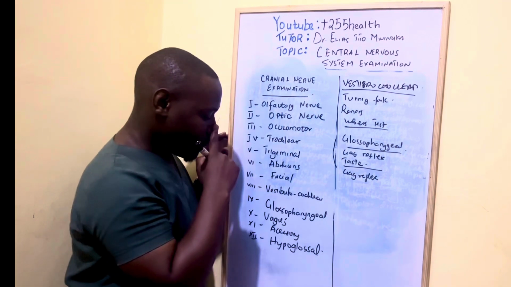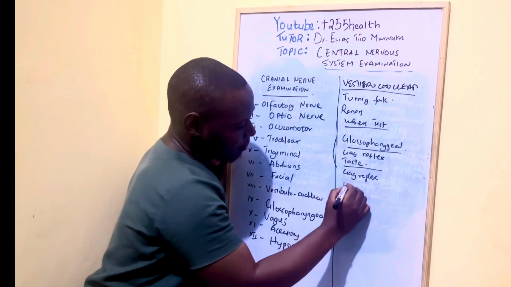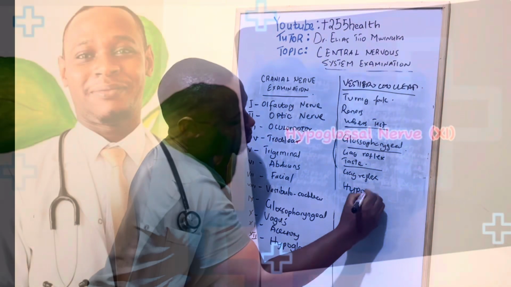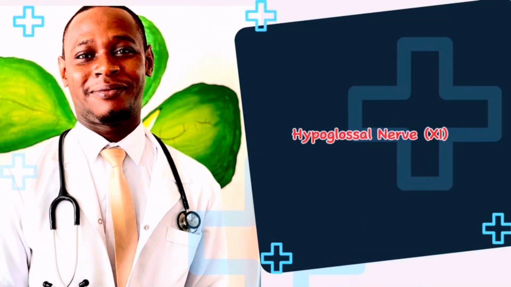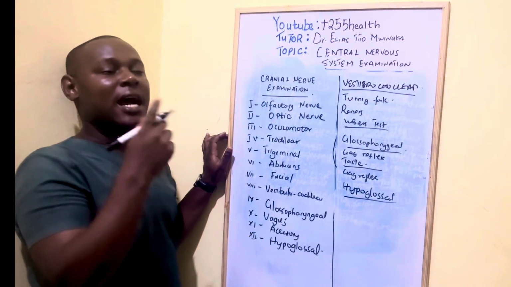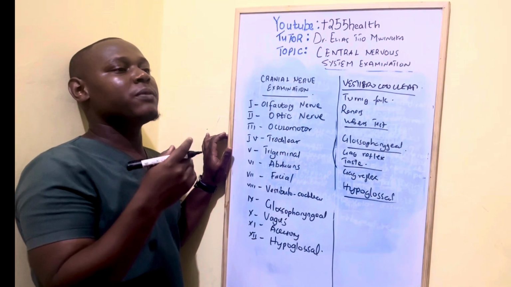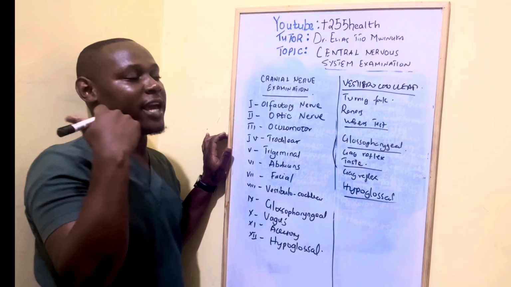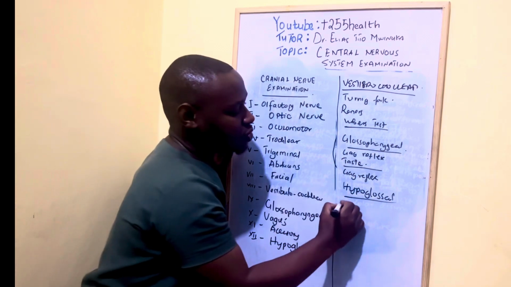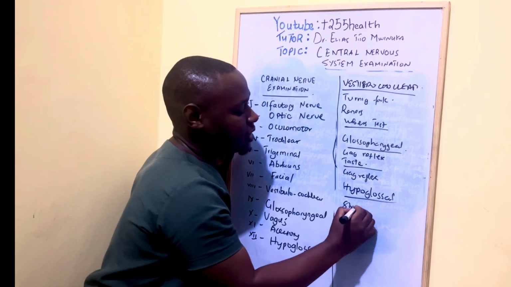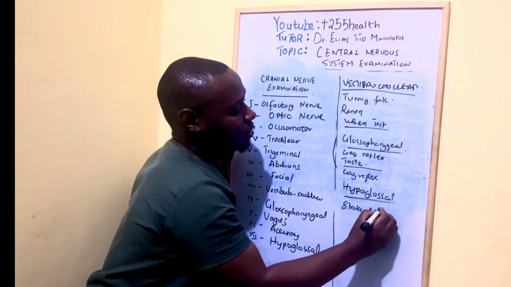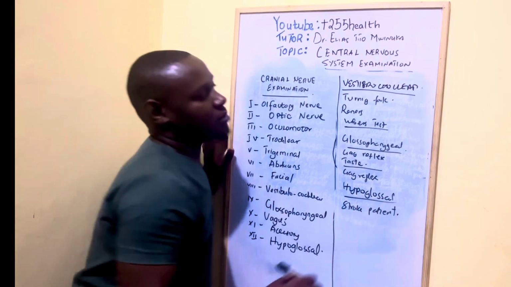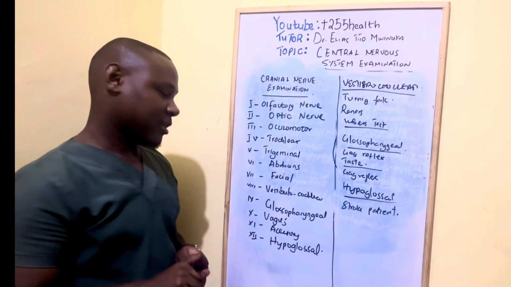And then you're also going to check the hypoglossal nerve by asking the patient to take the tongue out. Normally if there's a problem, the tongue will point to the side of the lesion, understand? So in this case, if you have a stroke patient, this thing will be covered, exactly.